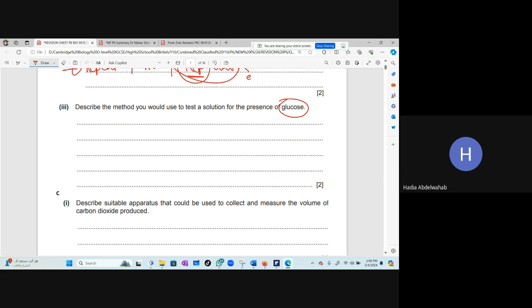Benedict. Very good. Now, Benedict is the only investigation that needs what? Heating. Okay, so quick revision. I'm going to get a test tube. I'm going to put a solution of my reducing sugar. It's called reducing sugar or glucose. In your example, in O level, you only took glucose.